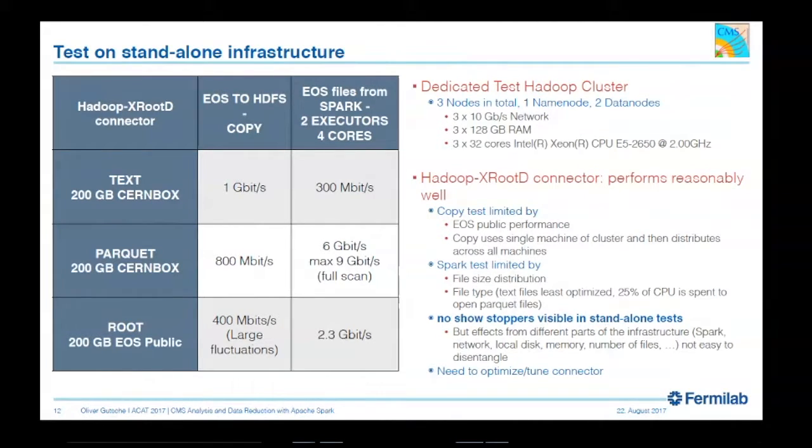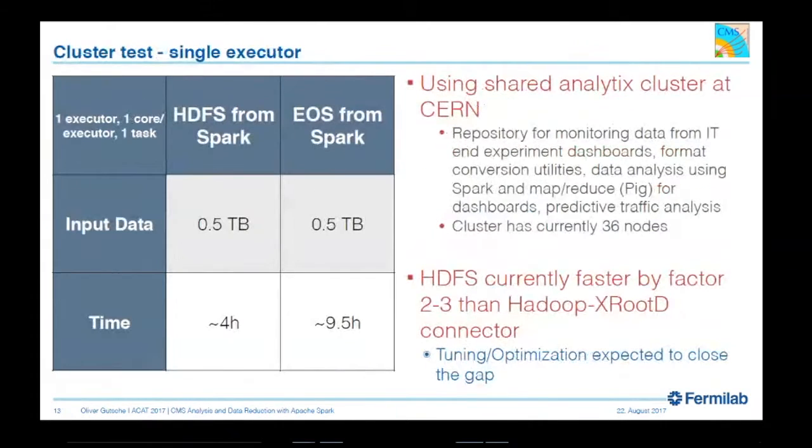On the other hand, if you then use Spark with the connector on files from EOS, you actually get reasonable rates. You get up to 2.3 gigabits per second when you use EOS public, 6 to 9 gigabits if you read Parquet, and this is because Spark is also optimized for Parquet. Text is a little bit slower. So we say it performs reasonably well. Copy tests are limited by public performance and copying into a single machine. We don't see any showstoppers in the standalone test, but of course we need to optimize and tune the connector now. Then we go to the cluster.